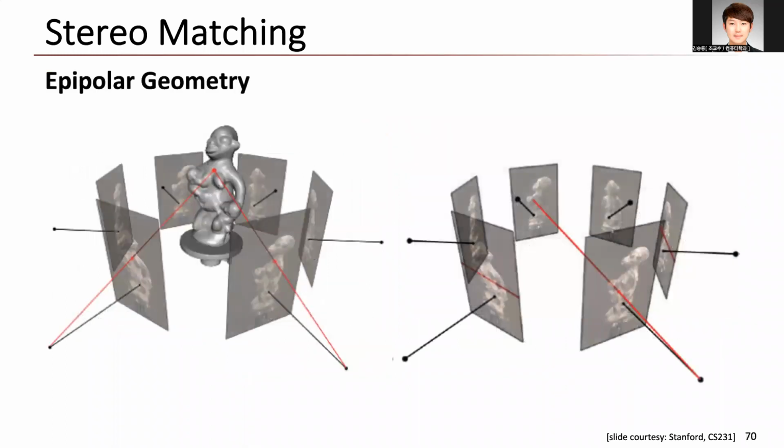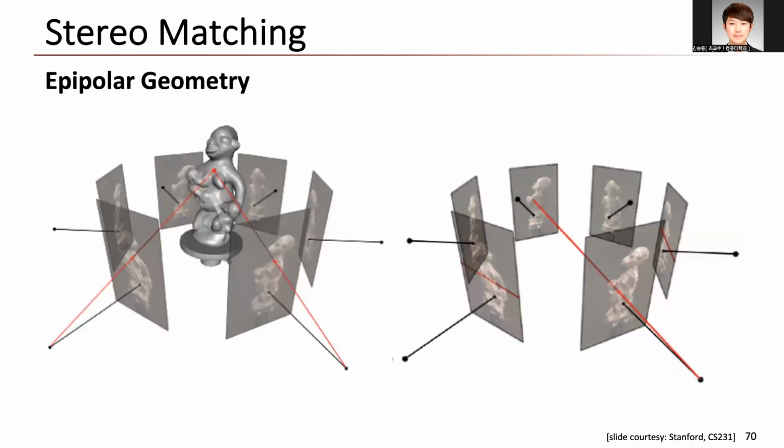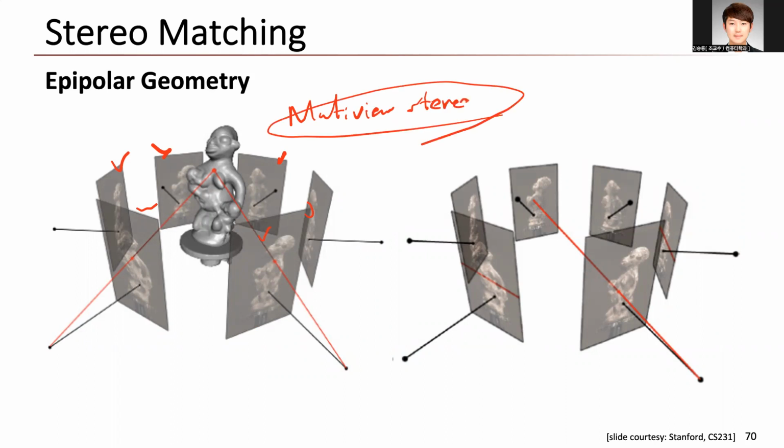So if we extend this two-view stereo matching to the multi-view stereo setting, it looks like this. It's going to be multi-view stereo. And all of this is based on the epipolar geometry constraint.